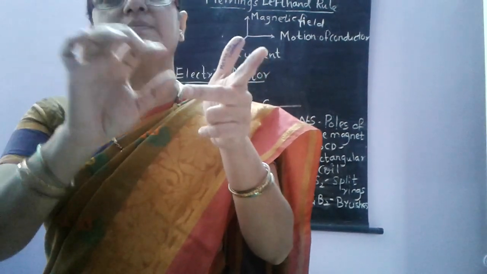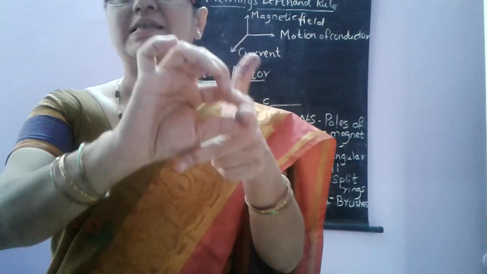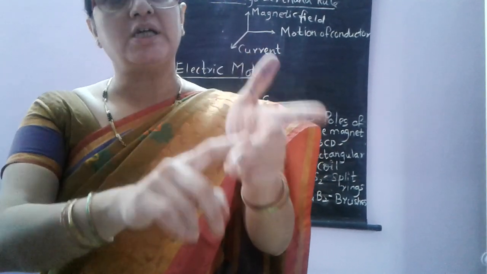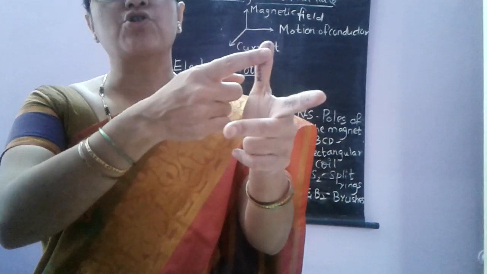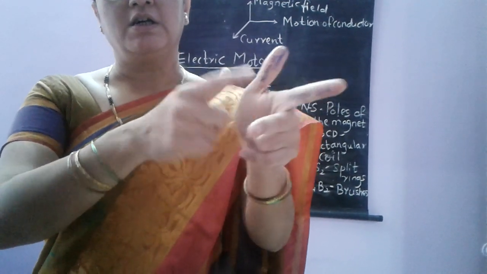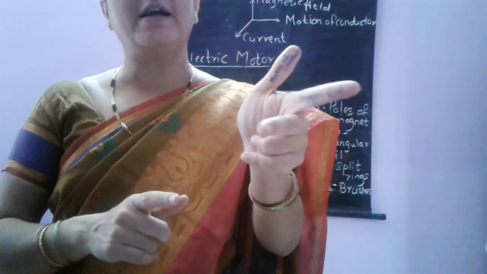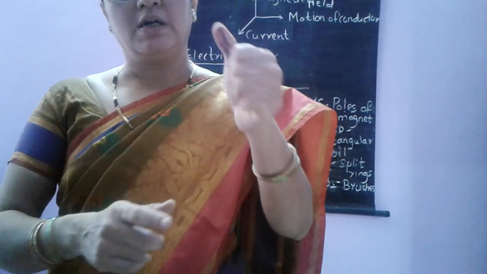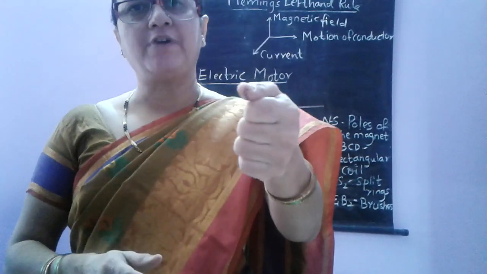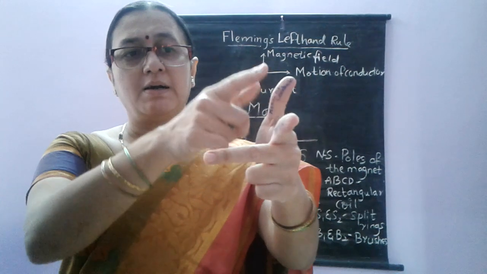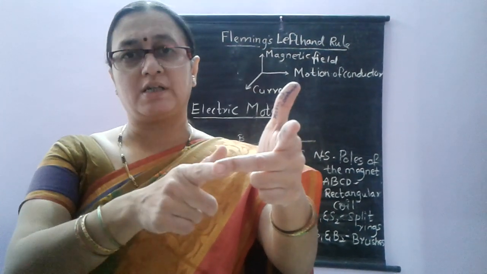The force is maximum only when the current and the magnetic field are perpendicular to each other, and the motion of the conductor is again perpendicular to the magnetic field. So what does Fleming's left hand rule state? According to Fleming's left hand rule, stretch your left hand thumb, forefinger and middle finger mutually perpendicular to each other.